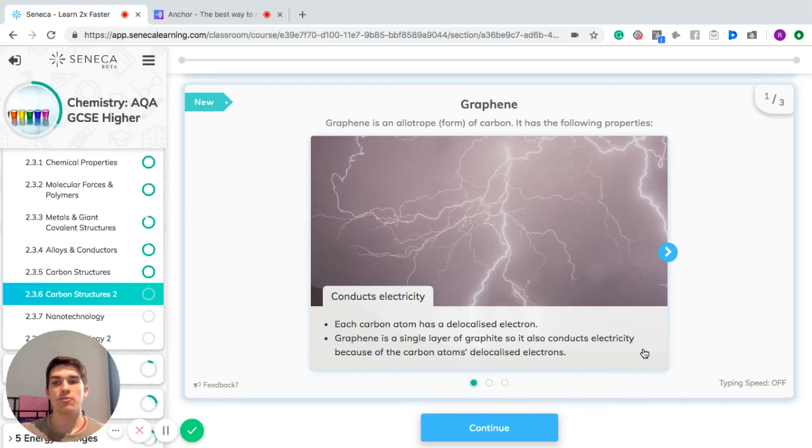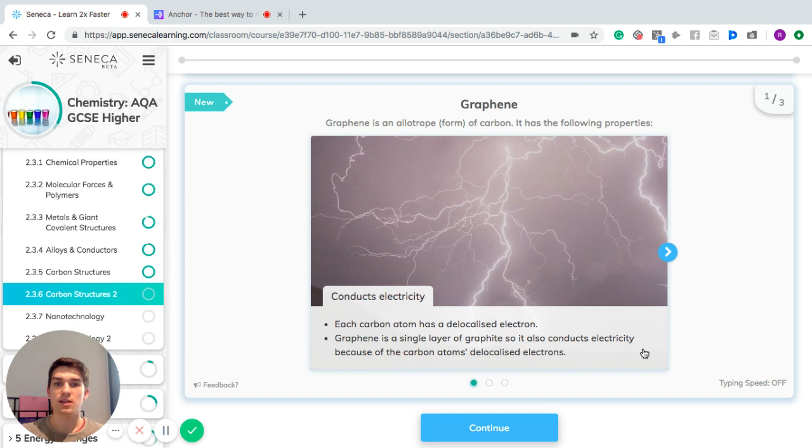So to follow on from the other carbon structures session we looked at, there are some more allotropes of carbon that you need to know of. If you haven't listened to the other allotropes of carbon or carbon structures session, then I recommend you doing that first. So, some other allotropes of carbon that you need to know of.